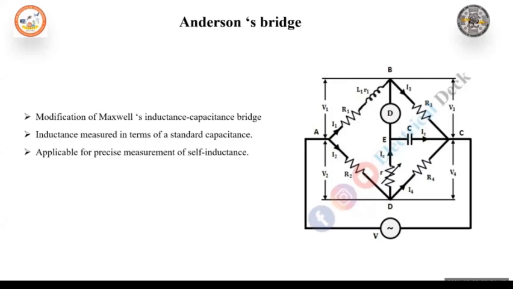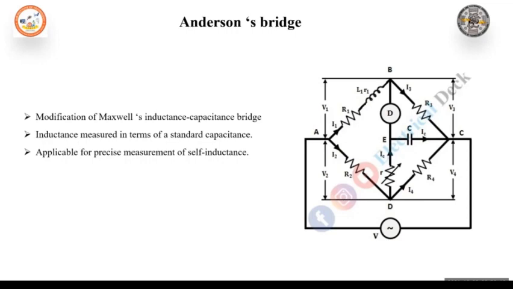So what are the advantages of this Anderson's bridge? The advantages of Anderson's bridge are that it can be used for accurate measurement of inductance in terms of capacitance. Another is that other bridges require a variable capacitor, but a fixed capacitor can be used for Anderson's bridge. And one more is that the bridge is easy to balance from a convergence point of view compared to Maxwell's bridge in case of low values of Q.